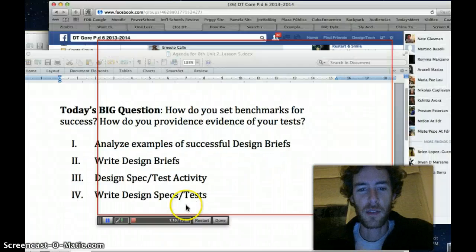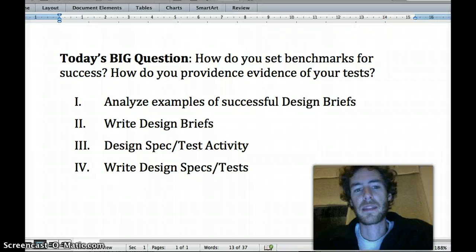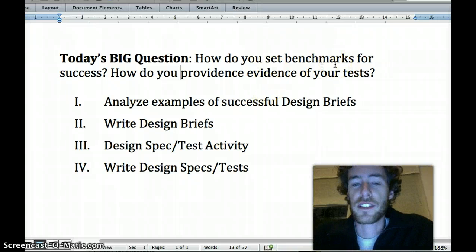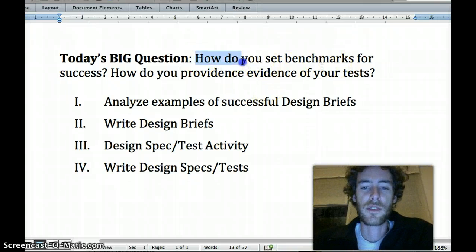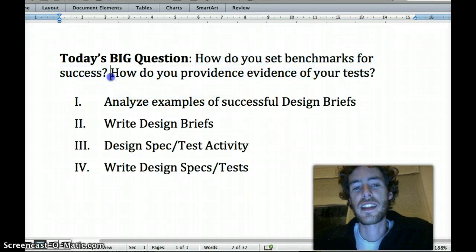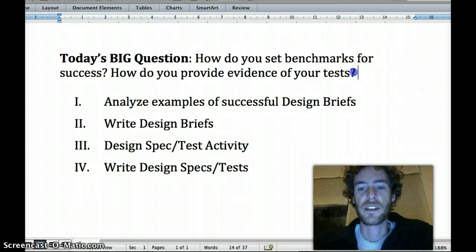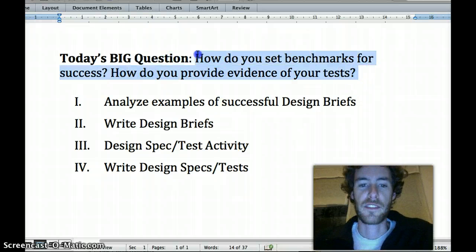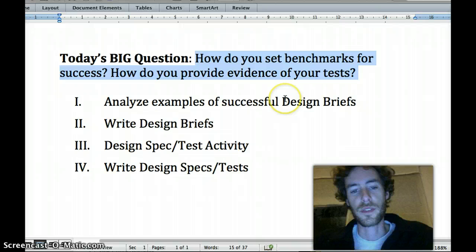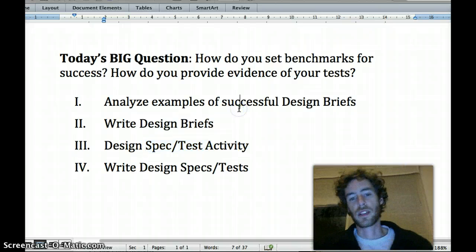Okay, let's get into our agenda here. And the big question for the day, there are actually two. One is, how do you set benchmarks for success? And how do you provide evidence? Oops, that should be provide. How do you provide evidence of your tests? Okay, so that's kind of a big hint that what we're moving into are not only our design briefs, but specs and tests. So let's take a quick look at the agenda.